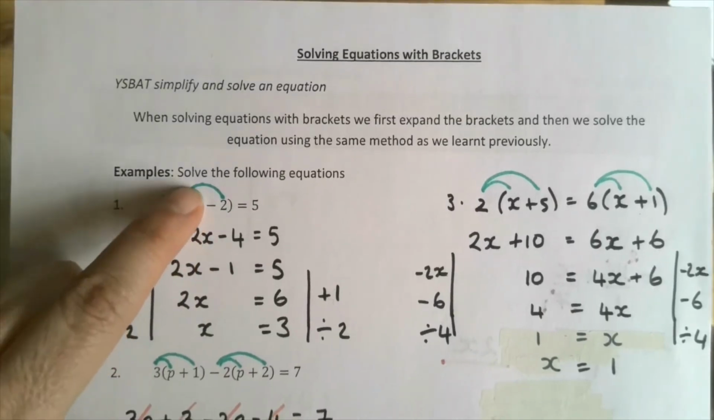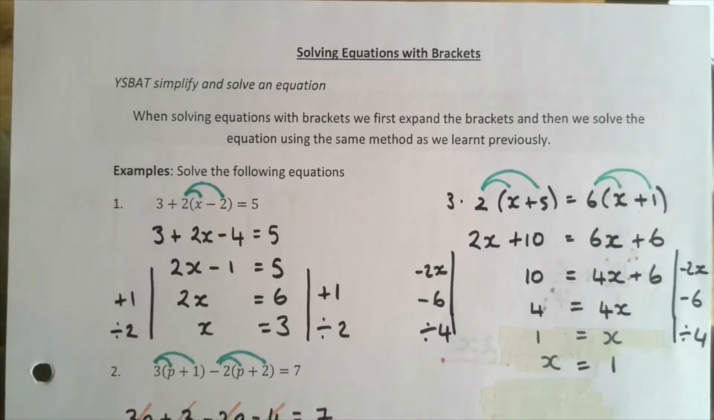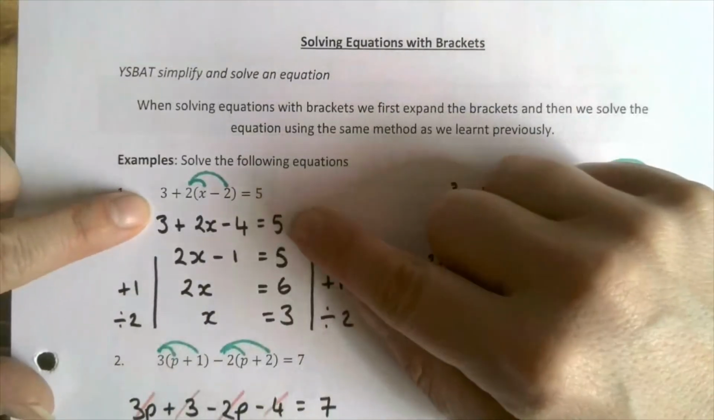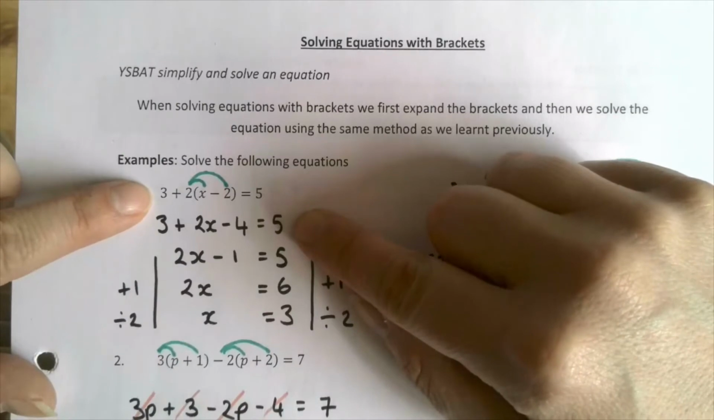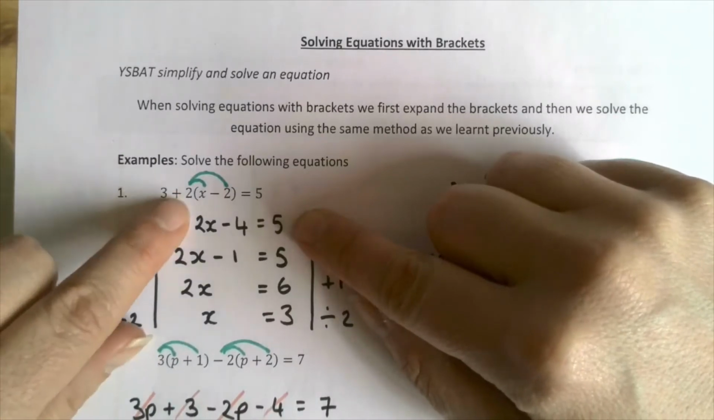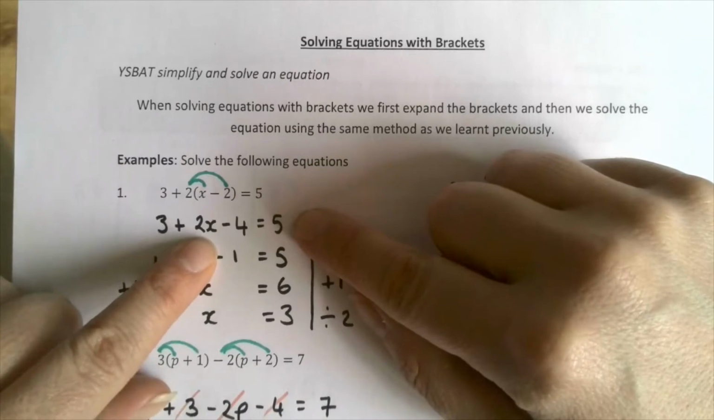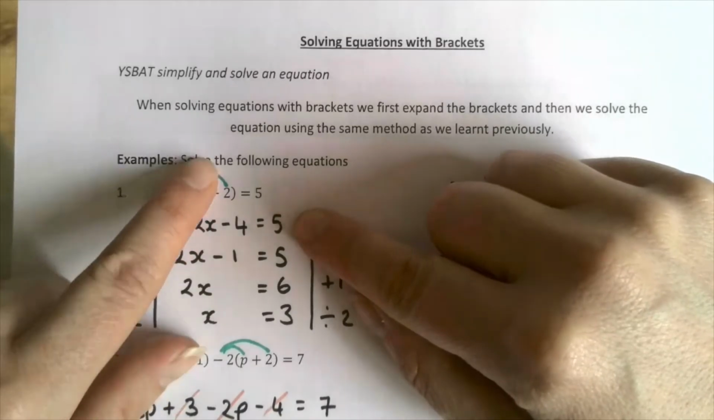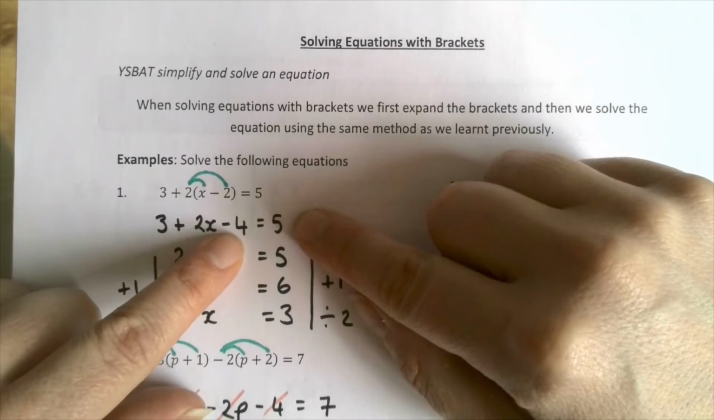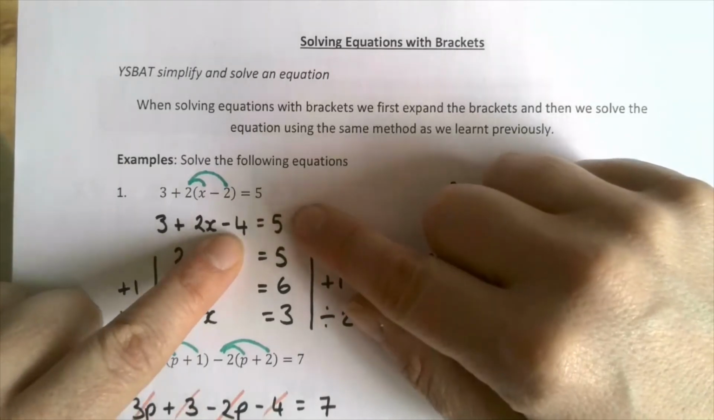Okay, so in ones like this that involve brackets, the first thing you have to do is multiply out your bracket before you try and solve anything. So that's what I've done from this line to the next line. So 3 plus, and then I've multiplied 2 by x to give me this 2x, and I've multiplied 2 by minus 2 to give me this minus 4, and then that's equal to 5.